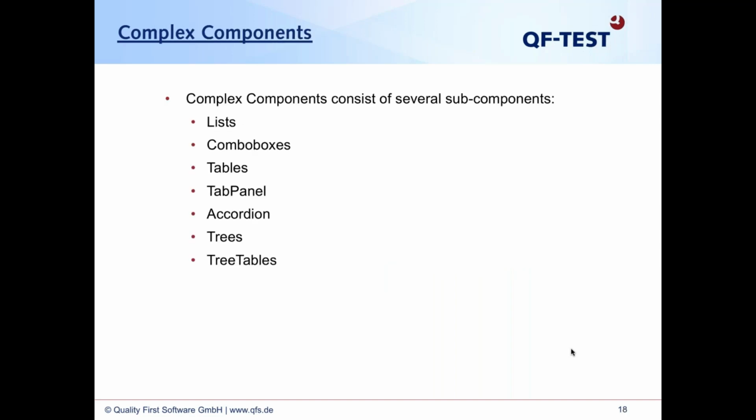And then I said, well, there are complex components. Complex components for QF-Test are components which consist of other sub-items, sub-components, which are important to define the complete component here. Those complex components contain lists, ComboBoxes, tables, TabPanels, accordions, trees, and TreeTables. And we want to have a short look at each of them, to see what is important to define such an element and how you can use that for your web page and web application.